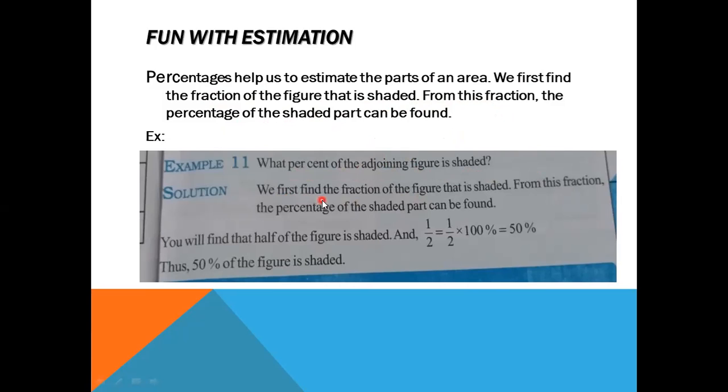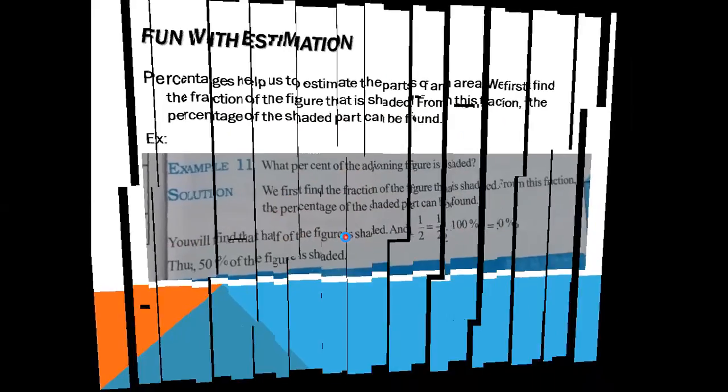See, we first find the fraction of the figure that is shaded. From this fraction, the percentage of the shaded part can be found. So you will find that half of the figure is shaded, that is 1 by 2. So 1 by 2 in percentage, we multiply by 100. So 1 by 2 into 100 gives you 50%. So 50% of the figure is shaded.